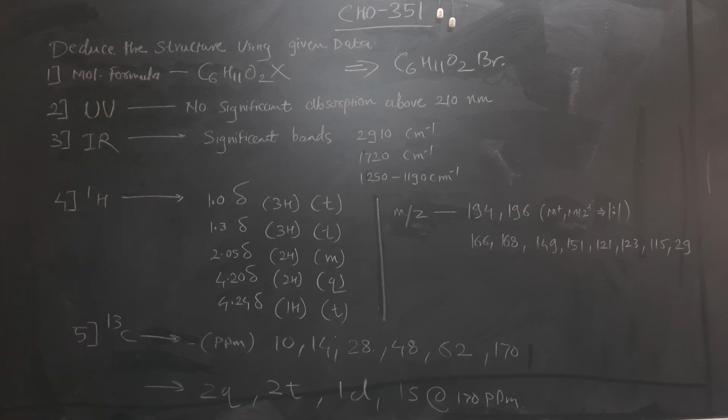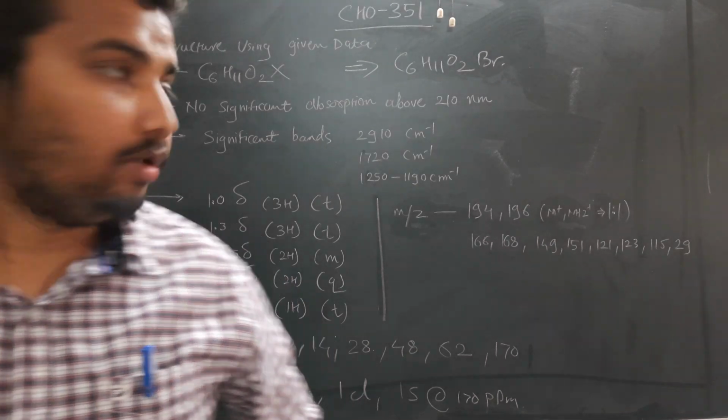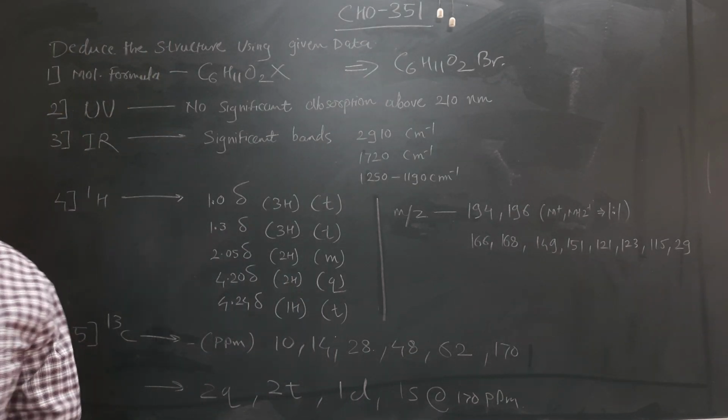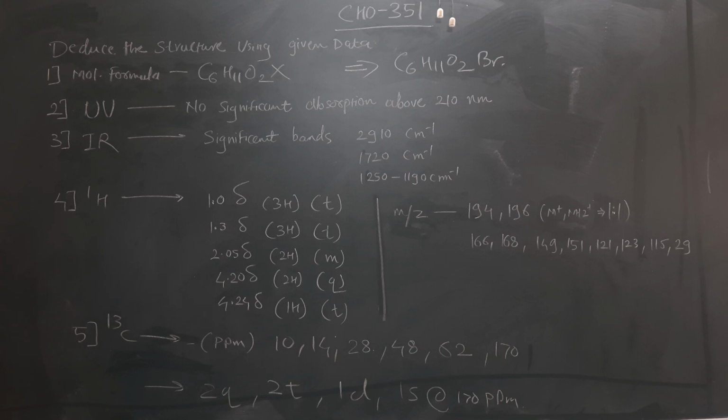Then in the UV data, there is no significant absorption above 210 nanometer. No significant absorption above 210 nanometer means there is no conjugation, no double bond. Okay, it is an aliphatic chain.